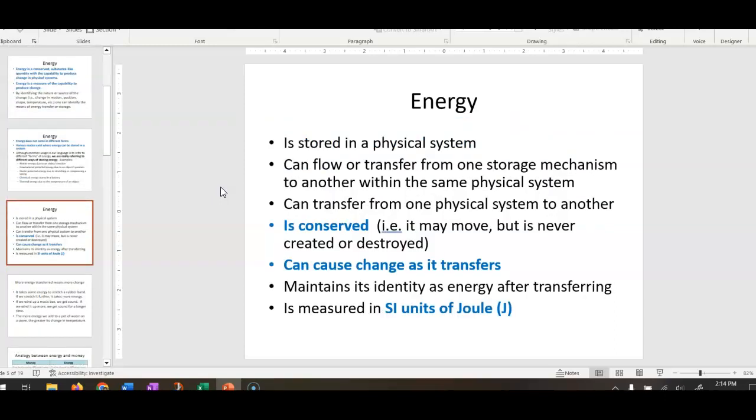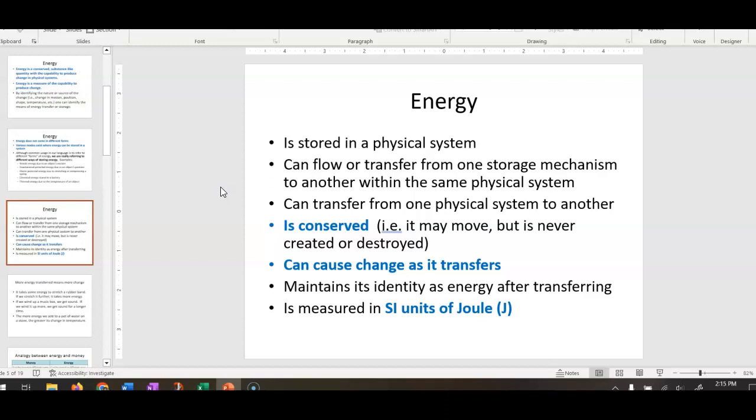Energy must be stored in a physical system, but it can flow and transfer either within the system, where it can be stored in different ways, or it can move from one object to another. So energy can move. It's conserved, and that means that energy can move, but it's never created or destroyed. There's a given amount of energy.